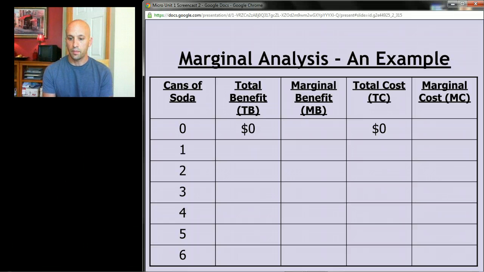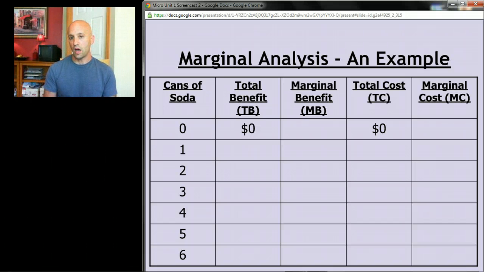The total benefit column tells you how many dollars worth of happiness you're expecting to receive from various amounts of soda. Now, in the last screencast, I brought you to this idea that we could put a dollar value on things. So I might say to you, hey, I have a can of soda. Would you pay $1 for it? Maybe you would. Would you pay $5 for it? Maybe you would if you were really thirsty. If you wouldn't pay $5.01, but you would pay $5 for it, well, that's the benefit that you expect to get from it in dollar terms.